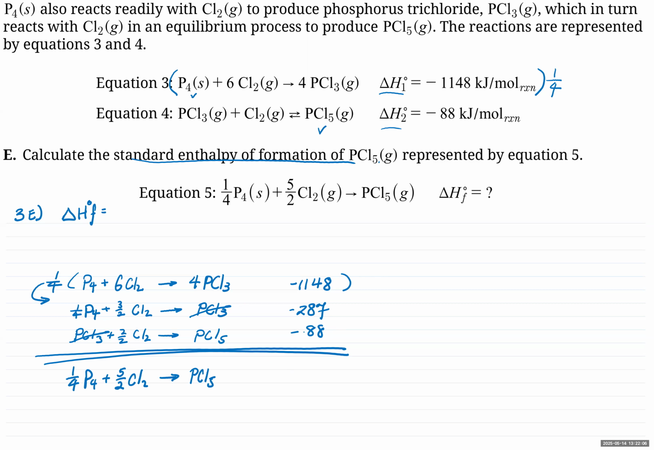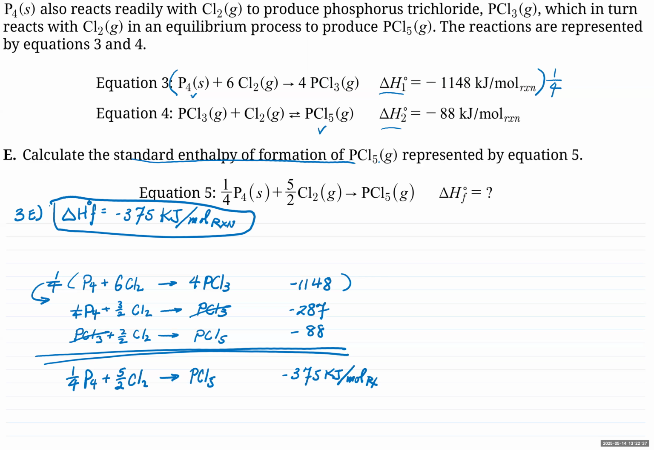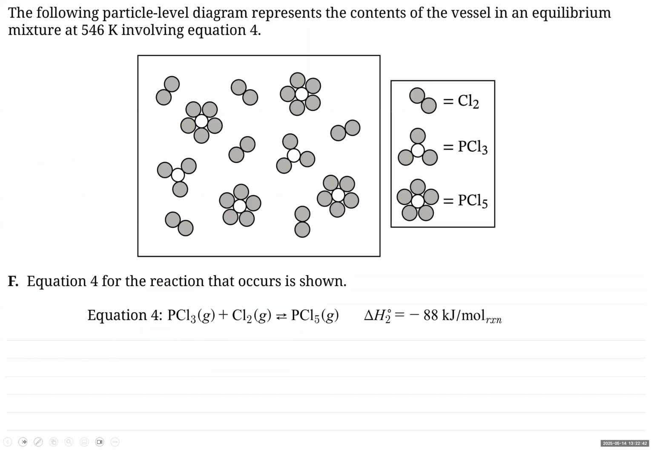So what does that mean? That means it's literally just going to be negative 287 minus 88, which is negative 375. And what's the unit? That's going to be kilojoules per mole of reaction, right? So right up here, I'm going to write negative 375 kilojoules per mole of our reaction. Circle it for the readers, and we are done with 3E. All right, moving on. We got F.